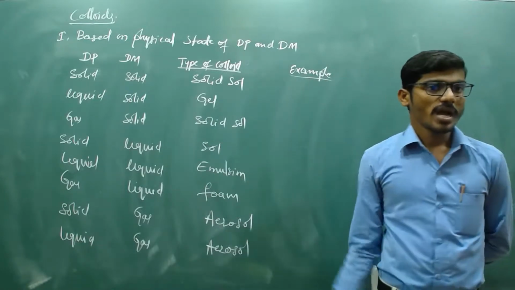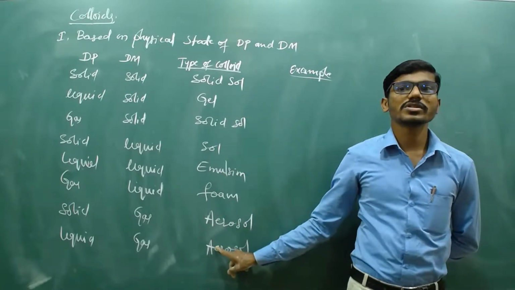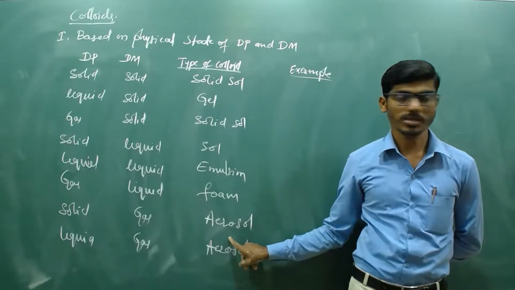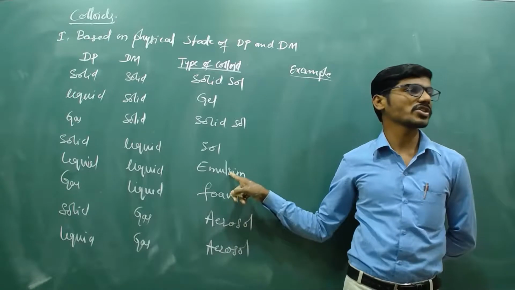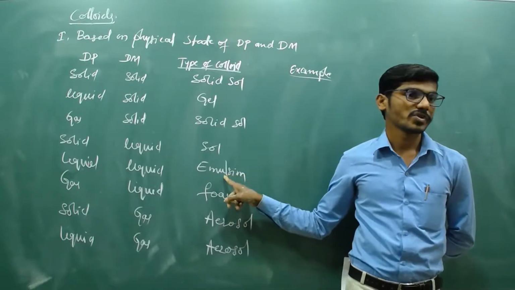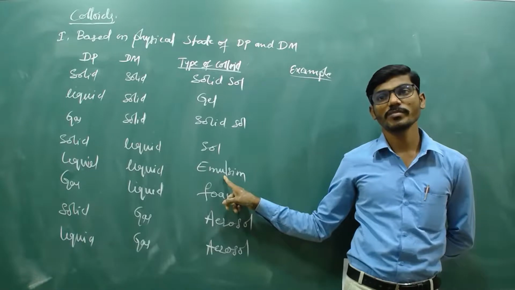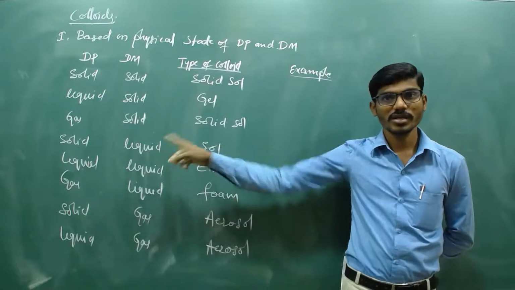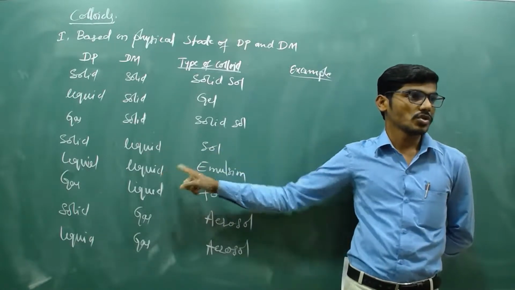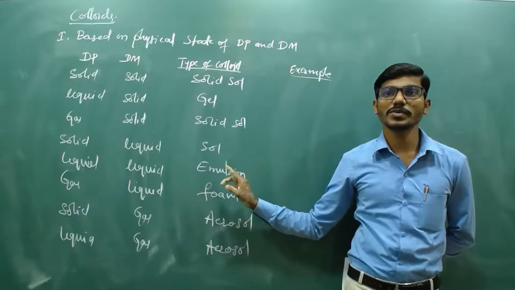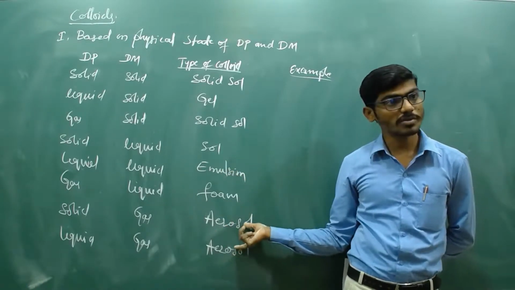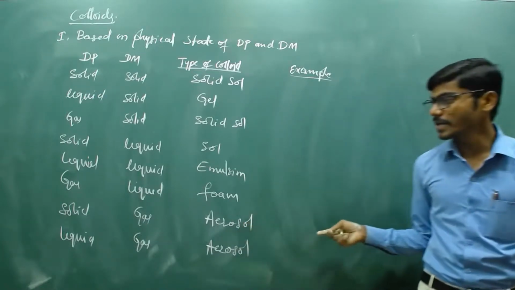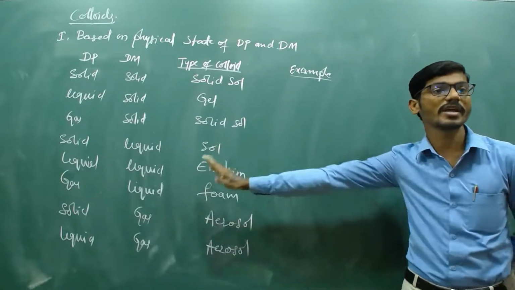Particularly, they may ask you to identify the dispersed phase and dispersion medium in any one type of colloid. Name the dispersed phase and dispersion medium in emulsion. Both are liquid: the dispersed phase is liquid, and the dispersion medium is also liquid. For aerosol there is again confusion, so they will give a particular example and ask you to identify the dispersed phase and dispersion medium.